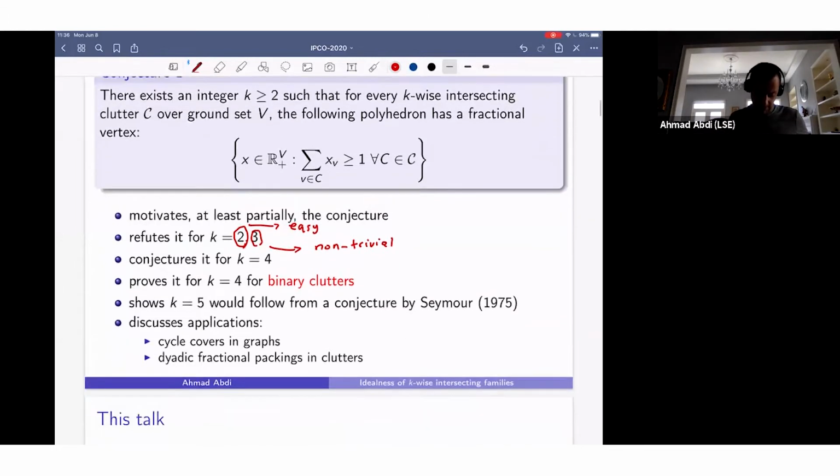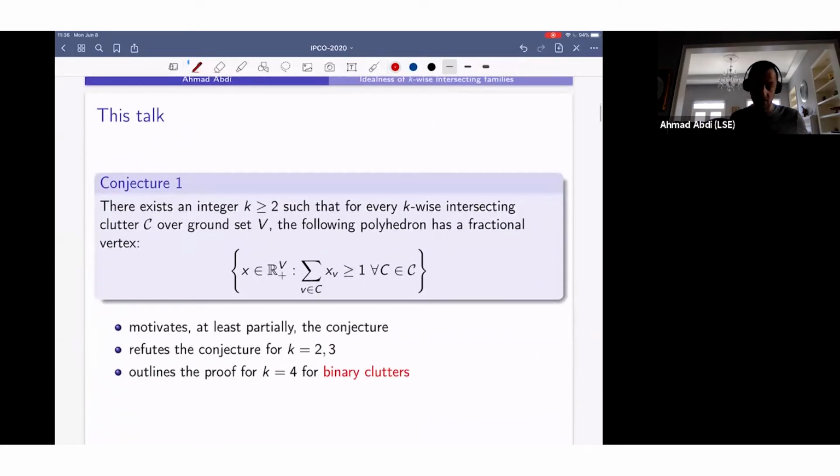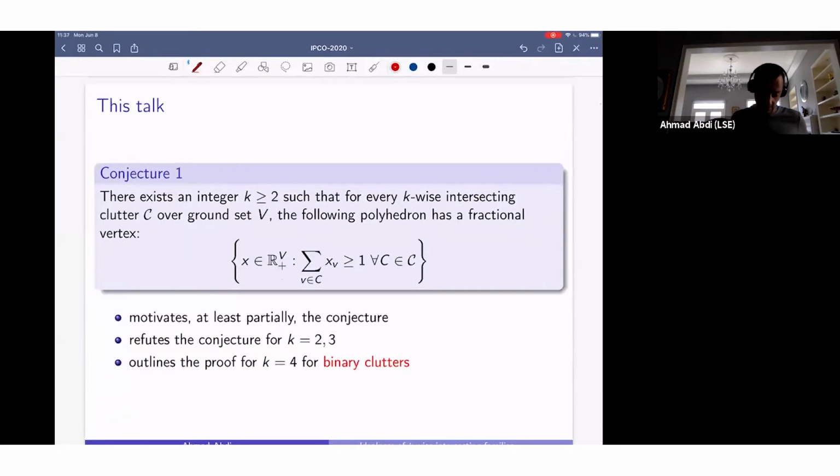So let me explain what this talk is going to discuss. This talk will try to motivate the conjecture, again, at least partially. It'll refute the conjecture for k equals 2 and 3, and I'll outline the proof for k equals 4 for binary clutters. Okay.